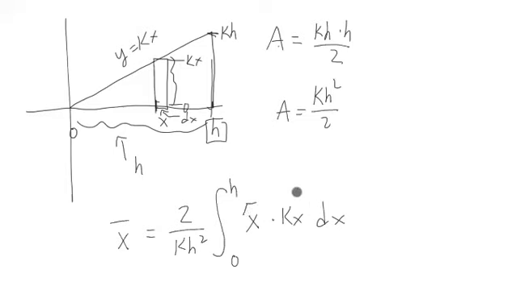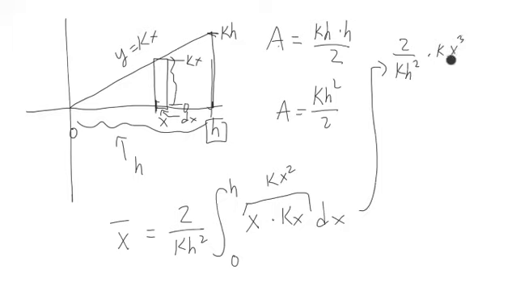This right here is the same as kx squared. So when we integrate, we're going to get this constant, 2 over kh squared, times k times x cubed over 3. And then we evaluate this as we go from 0 to h.